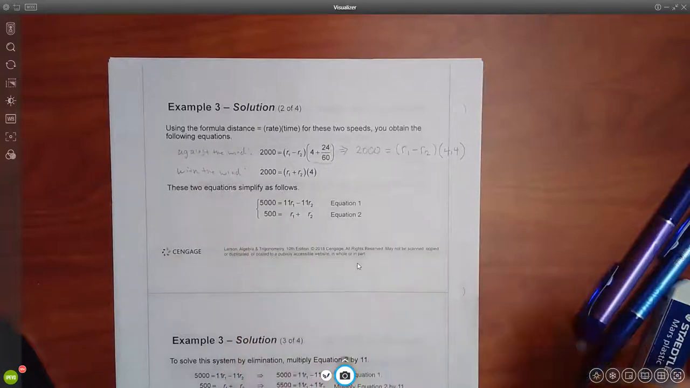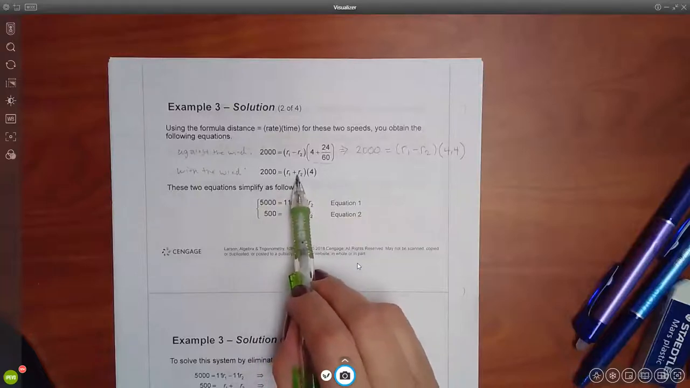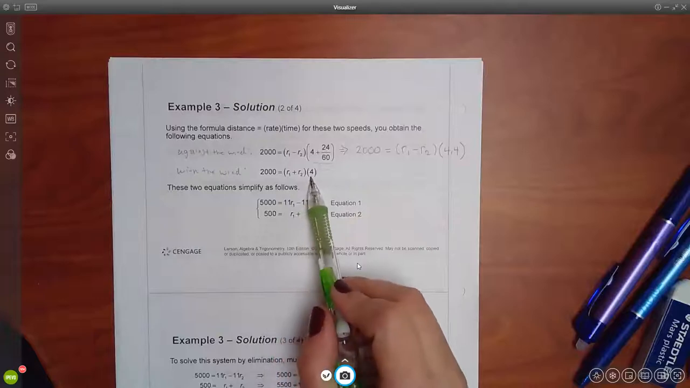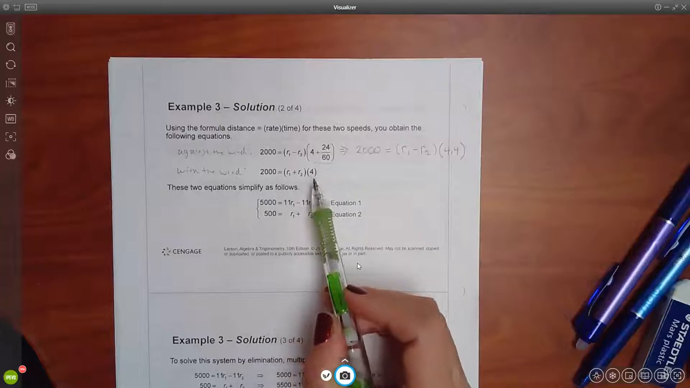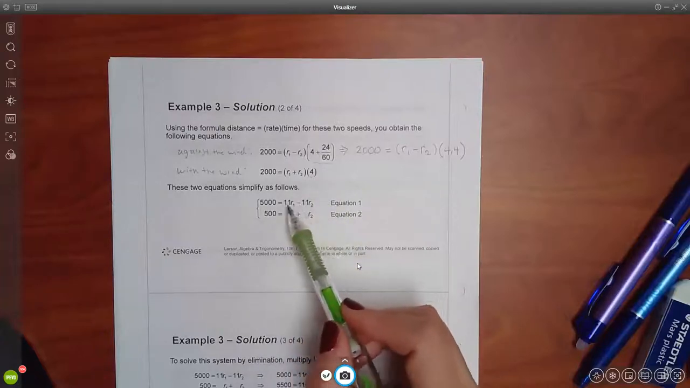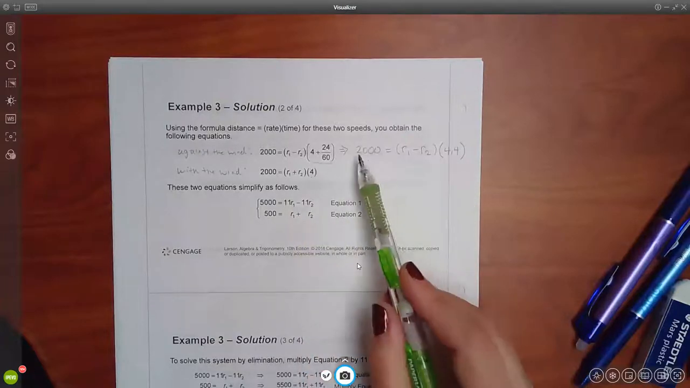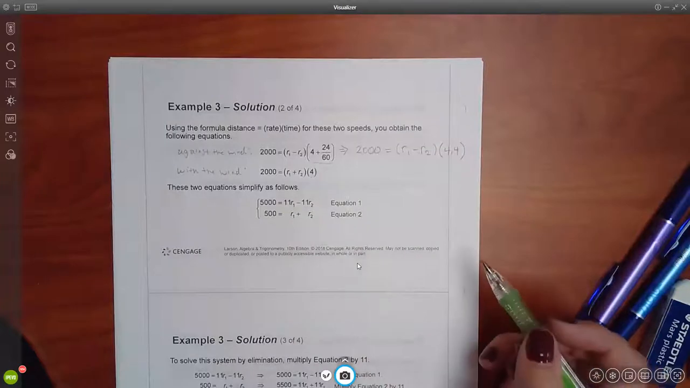With the wind, they say when you're returning, well, if you're returning, you're going the same exact distance then, aren't you? So notice that the distance is 2000 for this one as well. However, when I'm going with the wind, it's gonna help speed up my rate. And on that trip, it only took them 4 hours, okay? Once they had this, it looks like what they did was they kept this as a fraction and then multiplied both sides by whatever the common denominator was.